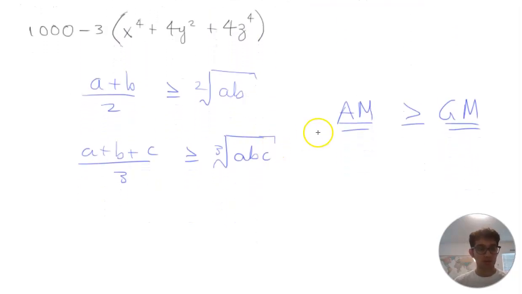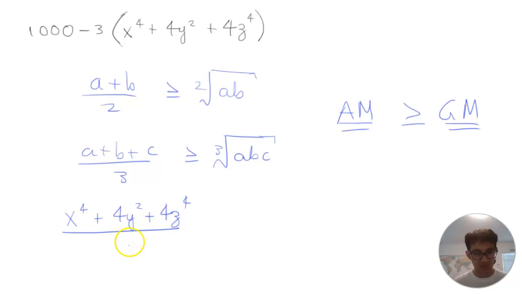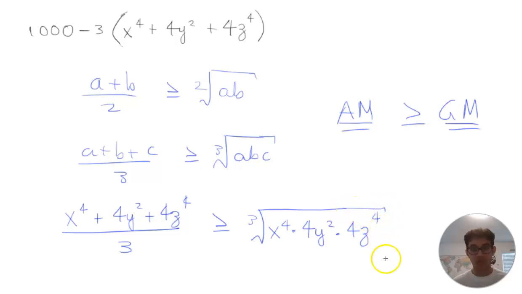Now, on the right hand side, first of all, it's not a, b, and c, it's x, y, and z, but that's easy enough to fix. But if we plug this in right now, we'll have (x to the fourth plus 4y squared plus 4z to the fourth) over 3 is greater than or equal to the cube root of x to the fourth times 4y squared times 4z to the fourth, and this is clearly not going to work. You might think this is just a trap, and to just go plug in values and maybe it'll be a convenient pair. But don't give up because we're almost there.